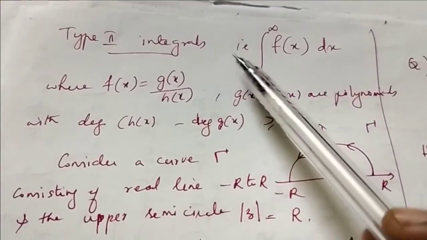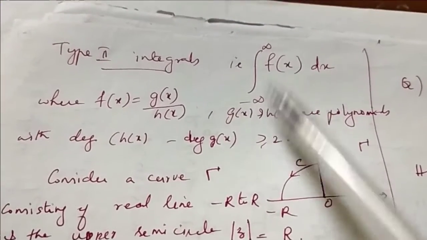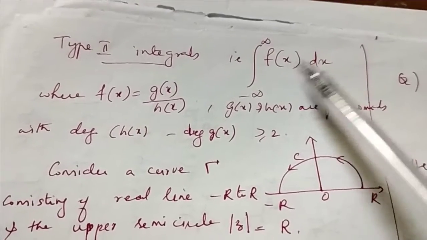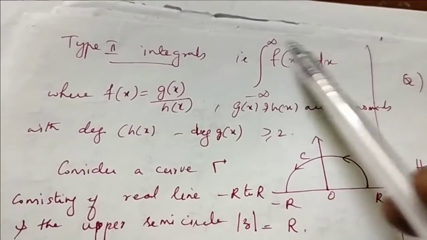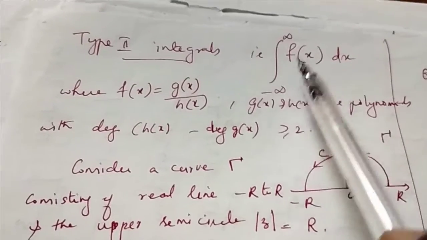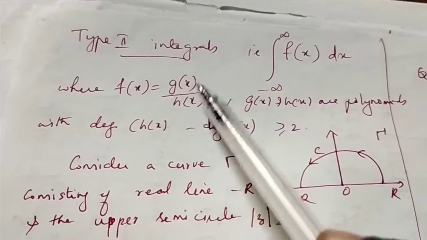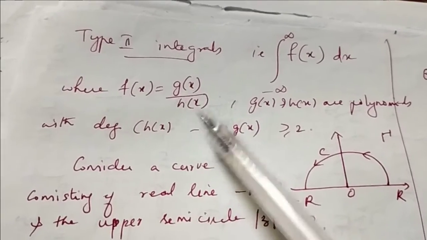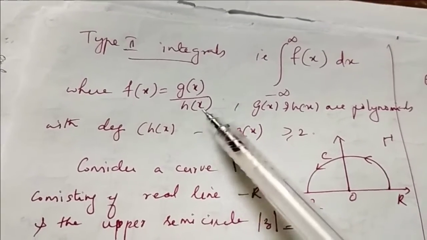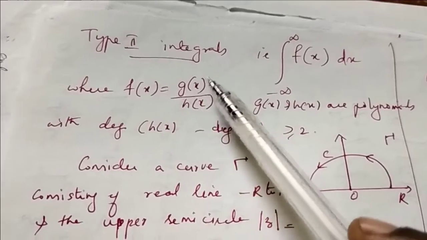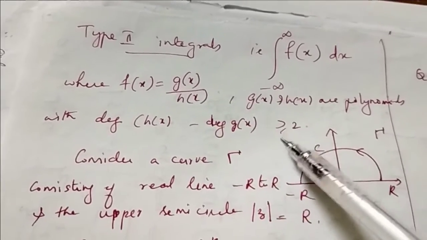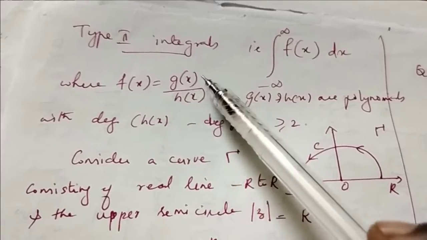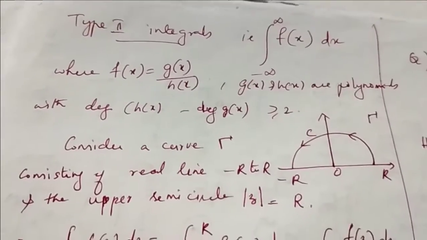So next is type 2 integral, that is integral from minus infinity to infinity of f of x dx. Type 1 was f of sin theta, cos theta. Here f of x is a fraction with numerator g of x and denominator h of x. These are two polynomials with degree of the denominator minus degree of the numerator greater than or equal to 2. That is, the degree of the denominator is at least 2 greater than that of the numerator.